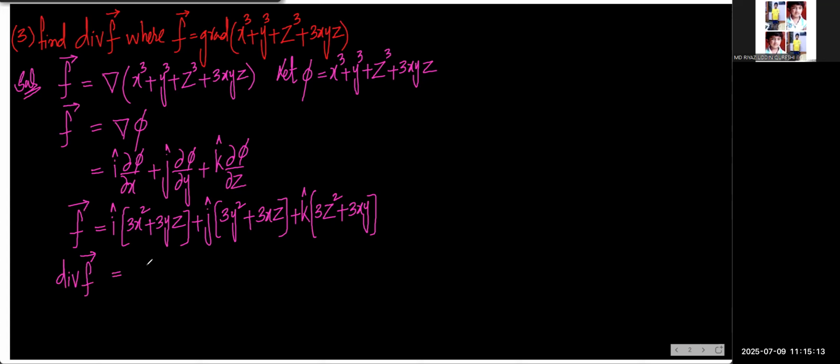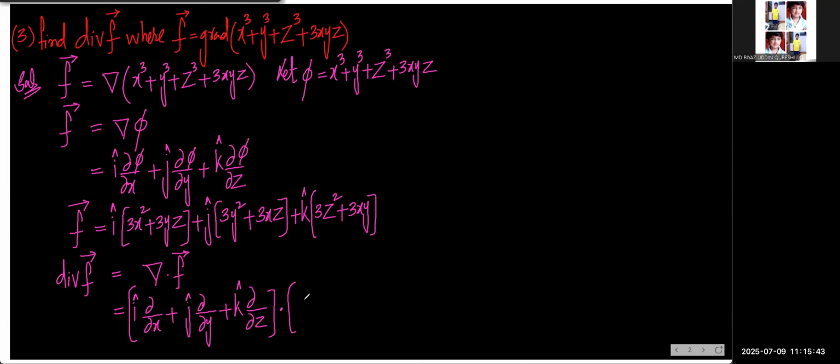Now let us find out the divergence of f, which we can easily do. That is nothing but del dot f. Del we already know: i cap dou by dou x plus j cap dou by dou y plus k cap dou by dou z. This operator del plays an important role in our differentiation part.